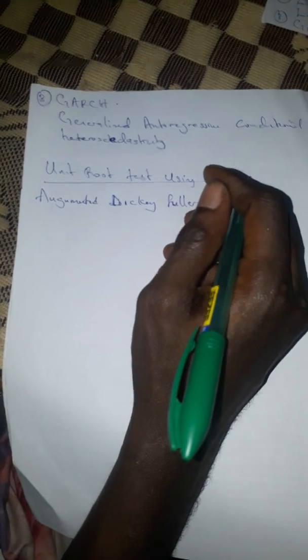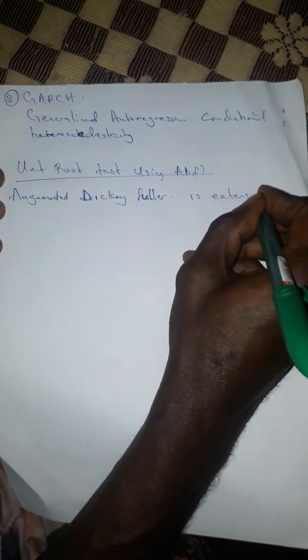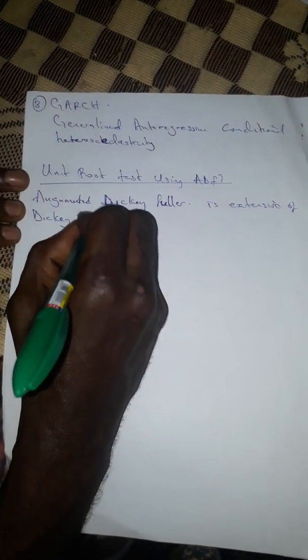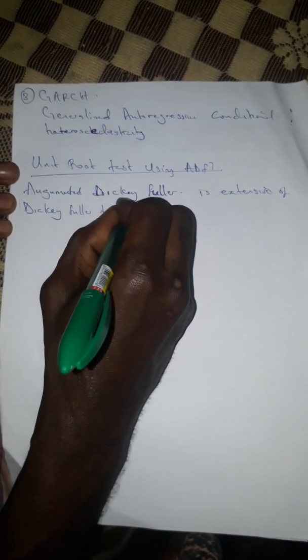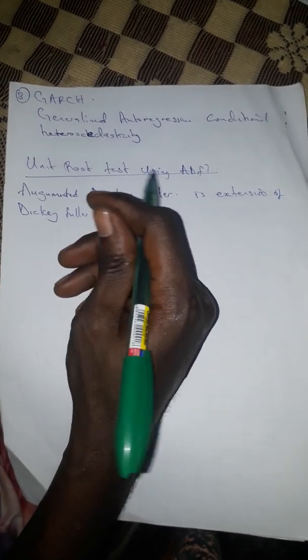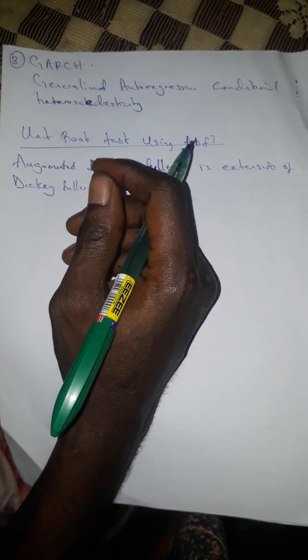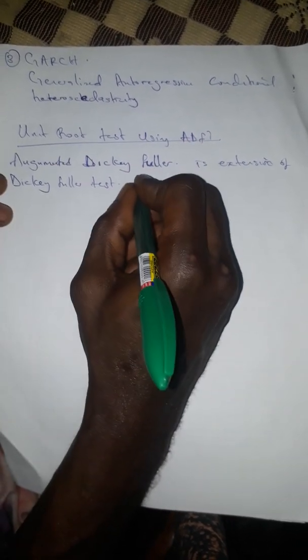Now, the augmented Dickey Fuller test is an extension of the Dickey Fuller test. Why? Because it involves estimating the parameters of the underlying regression. So the augmented Dickey Fuller can also be described as a parametric unit root test.